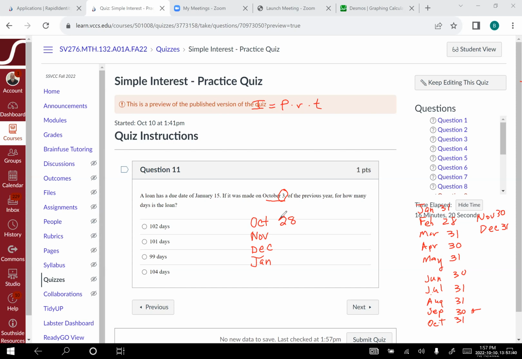Right. All right, how many days for November do we count? 30. Very good. All of them, 30. December, 31. Very good. Now January, it's due on the 15th. So how many days do we count for January? 15. There you go. Nice.